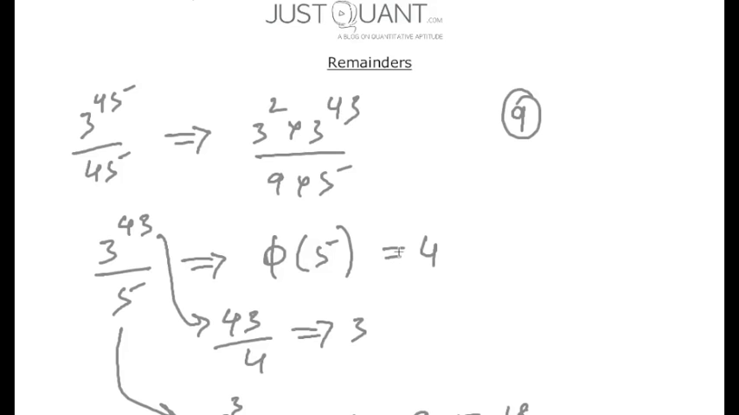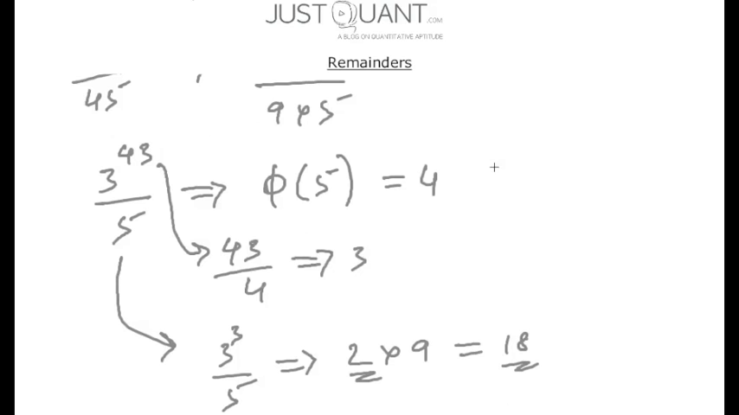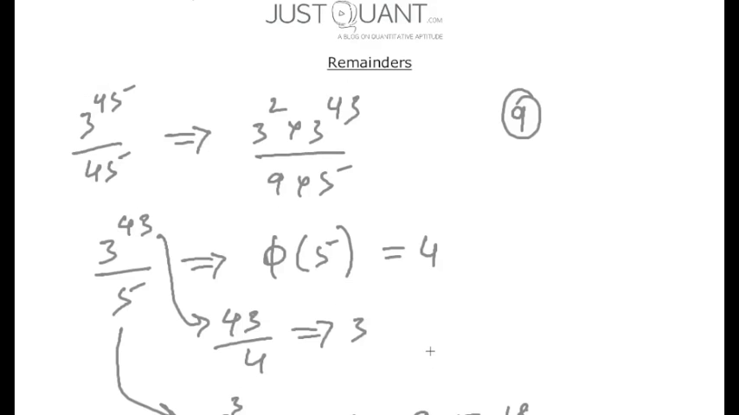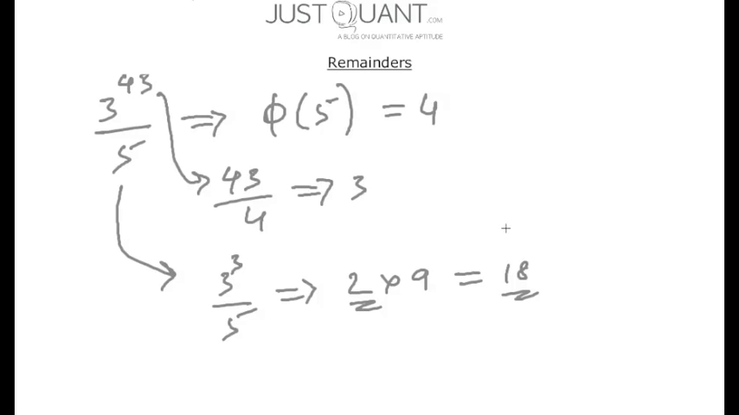So what we do here is we see if m and n, that is 3 and 45, are not coprimes. So we try to identify the common factor, which comes to be 9. Once we have the common factor, we divide the numerator and denominator by the common factor, and then we apply Euler's theorem to get a remainder. The remainder obtained is then multiplied by the common factor to get the actual remainder.